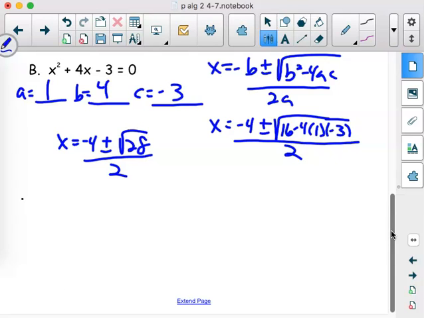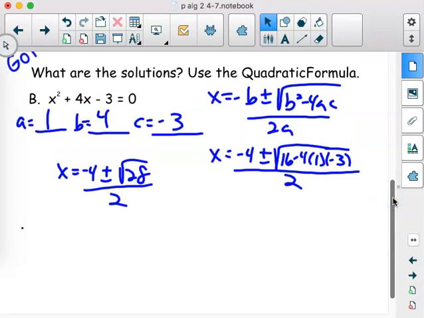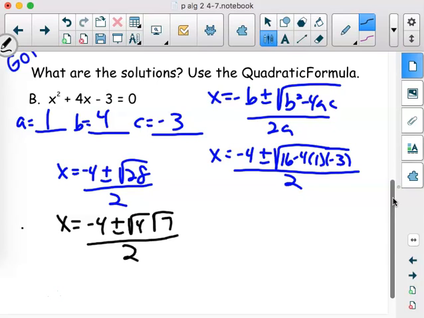Now we might be done, but we might not. That all depends on if anybody can find me a perfect square that divides into 28 nicely. Does anybody know one? 4 and 7. It sure does. So we have to simplify that. That's part of simplifying our square roots. And then we know what the square root of 4 is. It's 2.